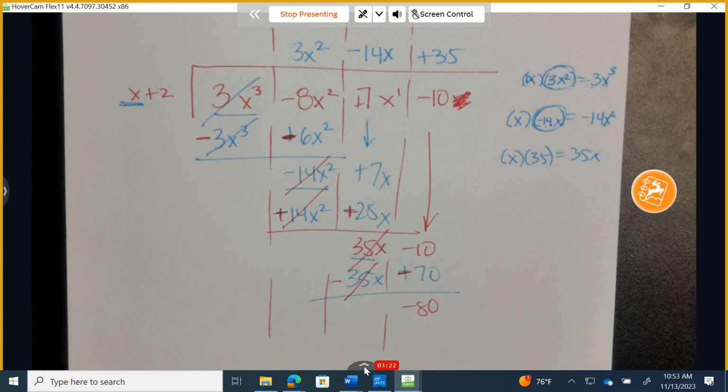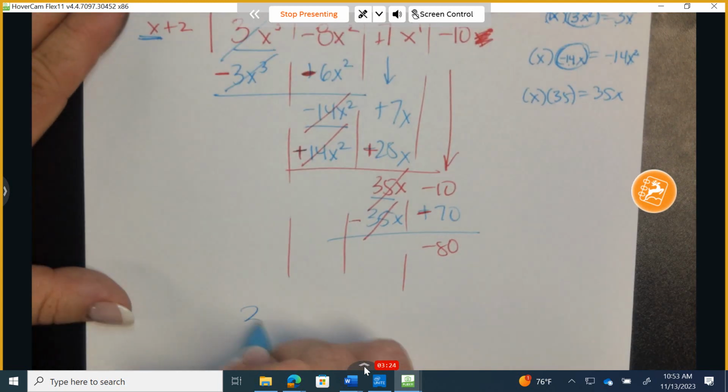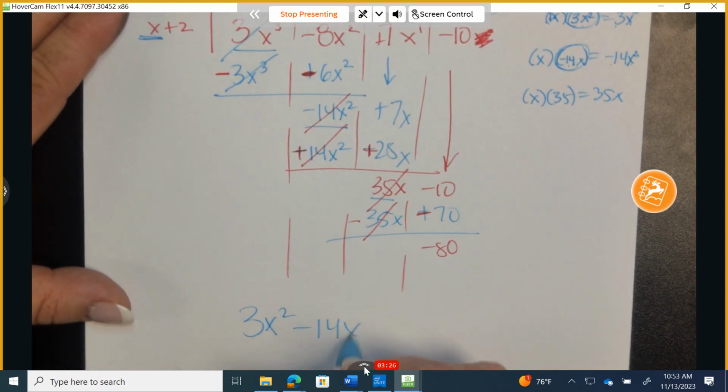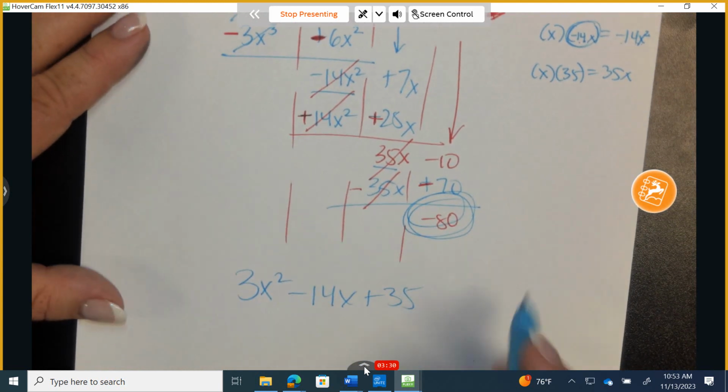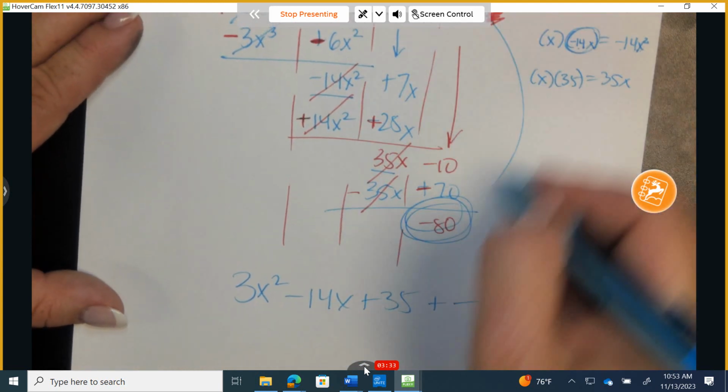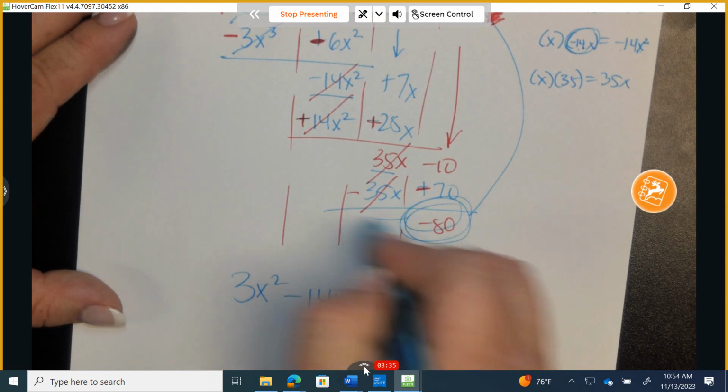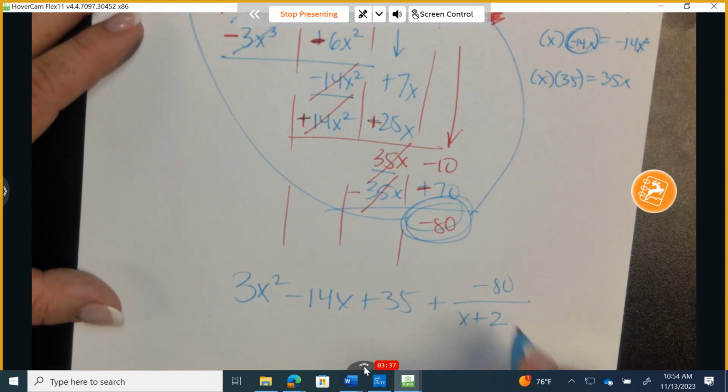Now, how do I write my answer? This is 3x squared minus 14x plus 35, and only when you have a remainder do you have to go a step further. When you have a remainder, you're going to take the remainder and write it on the numerator, and the denominator is x plus 2.